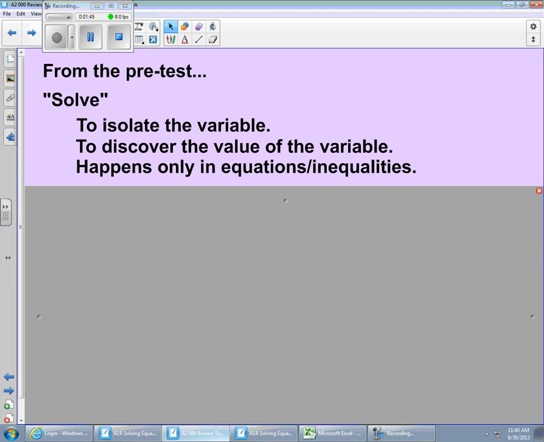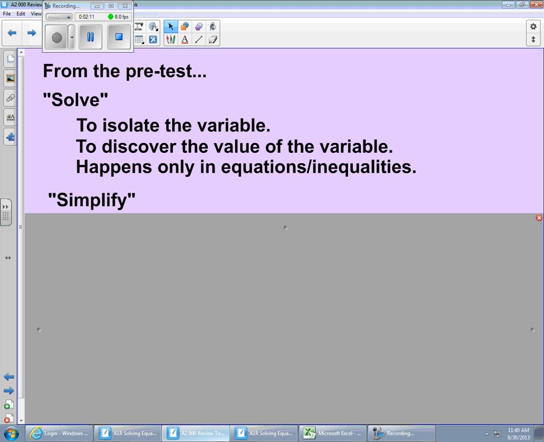So there needs to be some type of a judge in the equation, or a judge in an expression, in order for the expression to become an equation. So judges are equal signs, less than signs, greater than signs, less than or equal to, greater than or equal to.